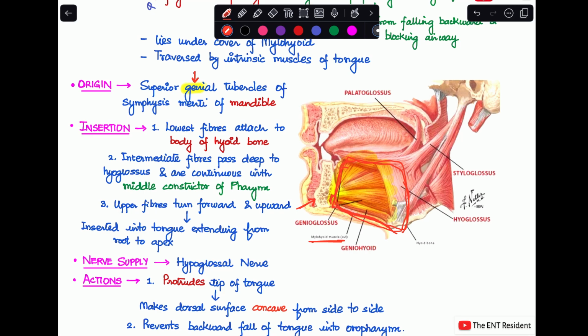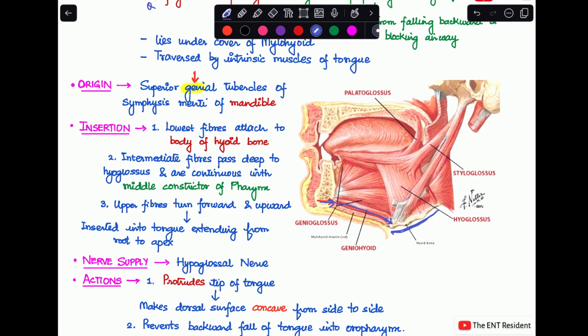Now, how does it get attached? Let's see that in this picture. It'll be very easy to remember. You don't even have to mug it up. So let's divide the muscle into three different types of fibers. The lowest fibers, as you can see, get attached to the body of the hyoid bone. These are the lowest fibers, and they attach to the hyoid bone over here. This is the hyoid bone.